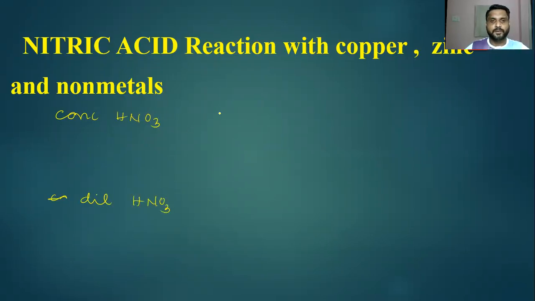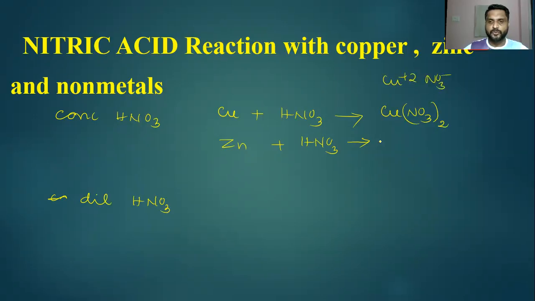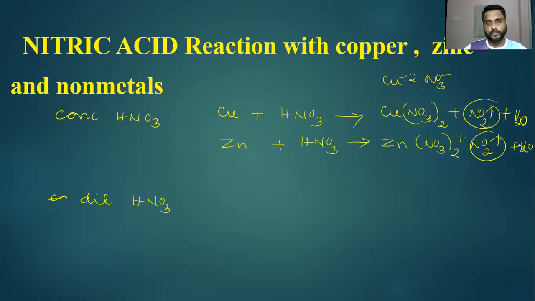Now, copper reacts with concentrated nitric acid and zinc reacts with concentrated nitric acid. They give salt, that is copper nitrate, Cu(NO3)2, copper valence you know is +2, nitrate is NO3 minus. So here it gives zinc nitrate, Zn(NO3)2. Along with this, both the metals liberate nitrogen dioxide gas. This is important to be remembered. And along with that, water molecules, here also the water molecules, right?